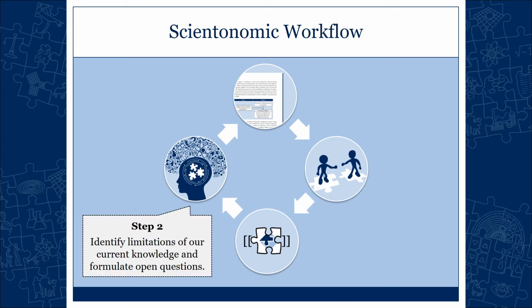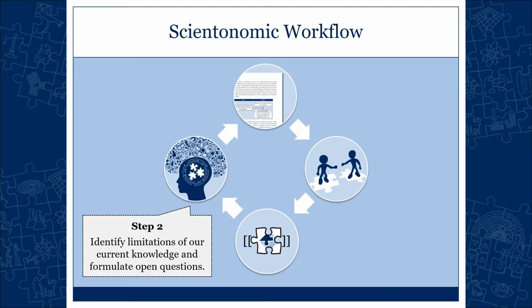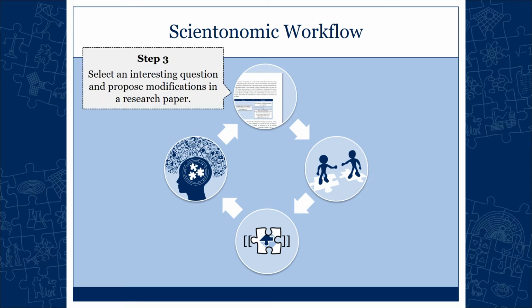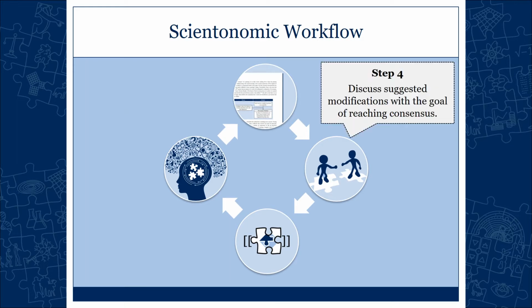When you know where you currently stand, you can start identifying issues, identifying what sort of problems you have in your current knowledge, identifying limitations of our current knowledge, and formulating open questions. Any one of these open questions can become a topic for fruitful research. Then you can write a paper and propose modifications. Once that paper is published, any one of those modifications becomes a topic of communal discussion.